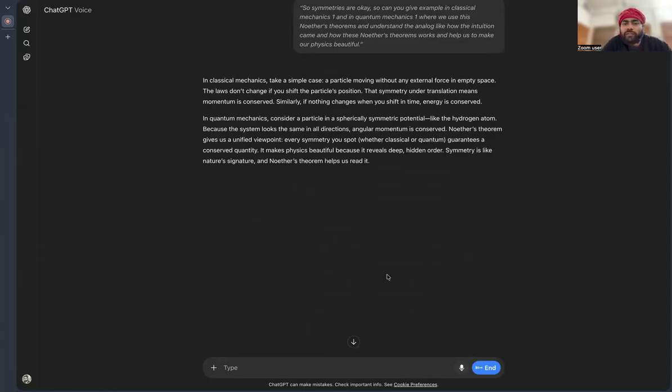So, why did you mention this particle moving without an external force in empty space? That's more like an inertia condition.